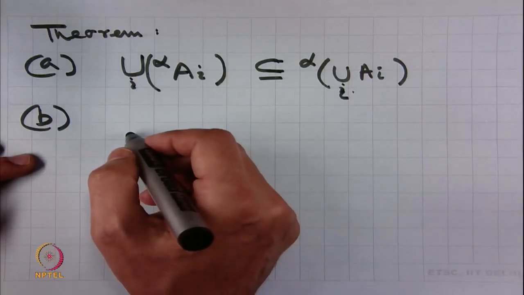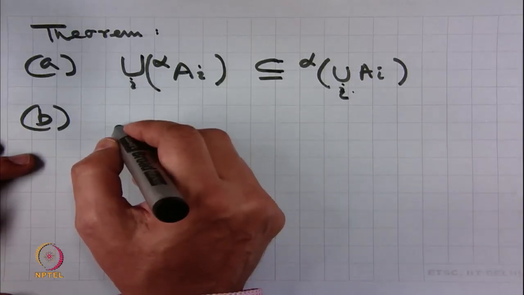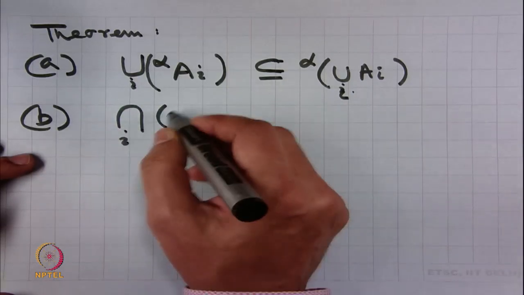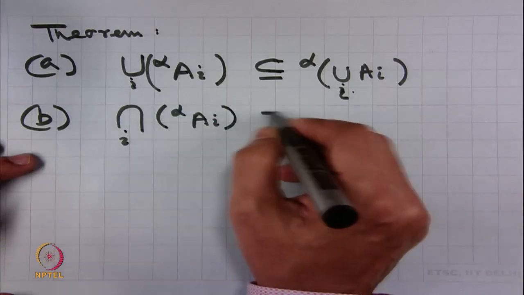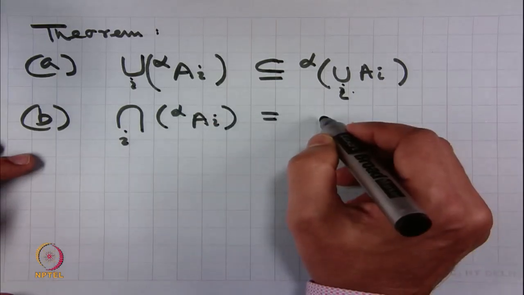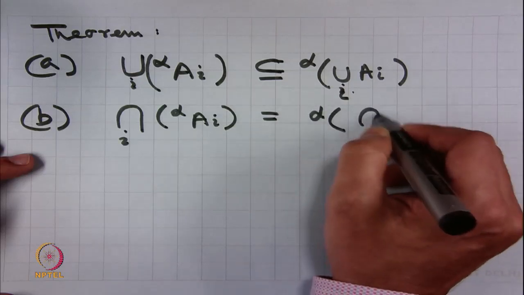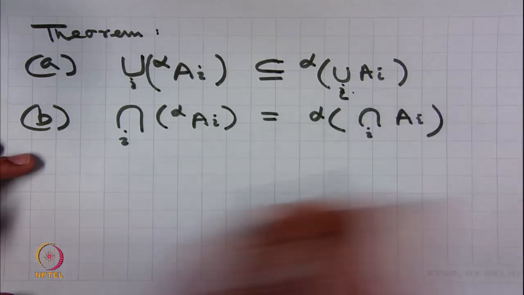But with respect to intersection, we find that the result is: intersection over i of alpha cut of A_i is equal to alpha cut of intersection over i of A_i.